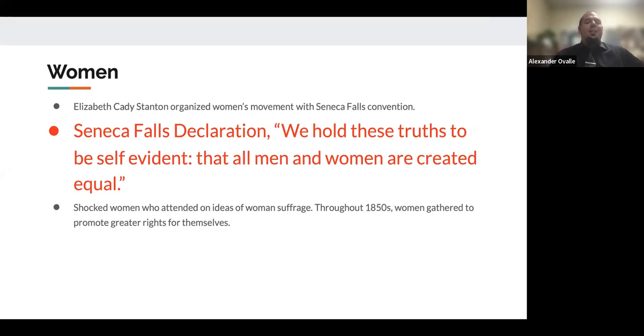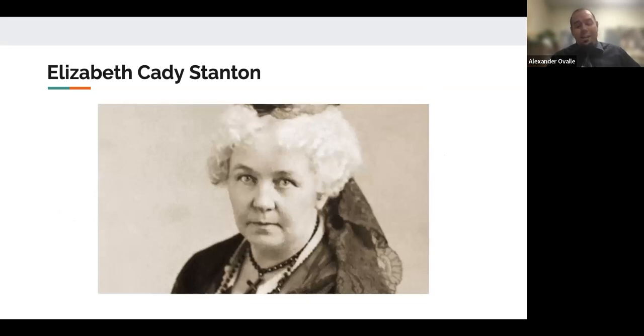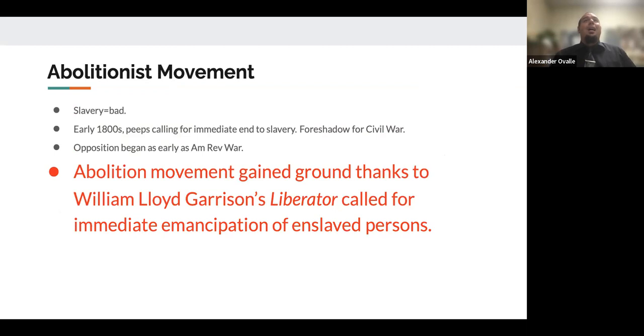So one such leader, Elizabeth Cady Stanton, organized a women's movement with the Seneca Falls Convention. And the women there are going to create the Seneca Falls Declaration, modeled after the Declaration of Independence. We hold these truths to be self-evident, that all men and women are created equal. This will shock women who attend and begin the ideas of women's suffrage, the right to vote. So throughout the 1850s, women will gather to promote greater rights for themselves. Here's Elizabeth Cady Stanton.